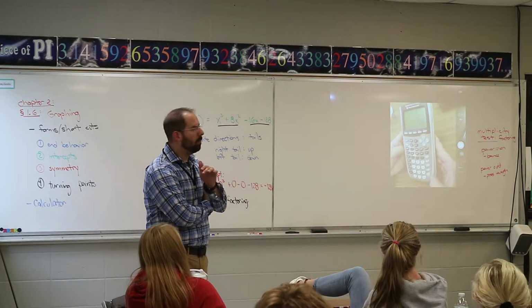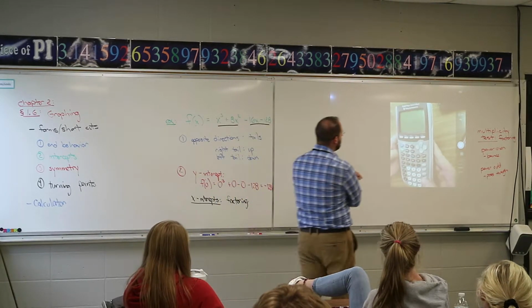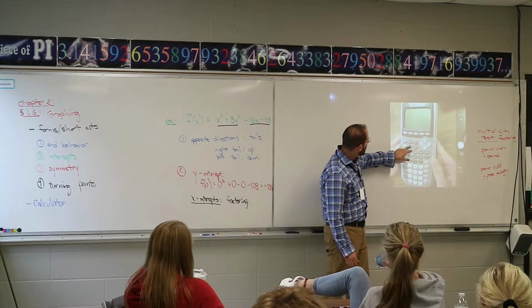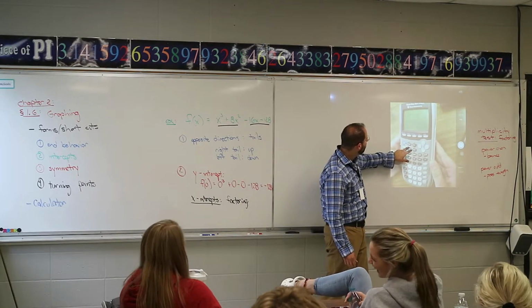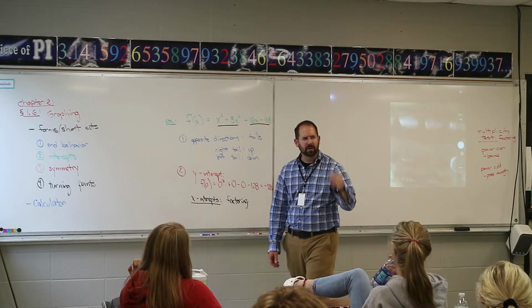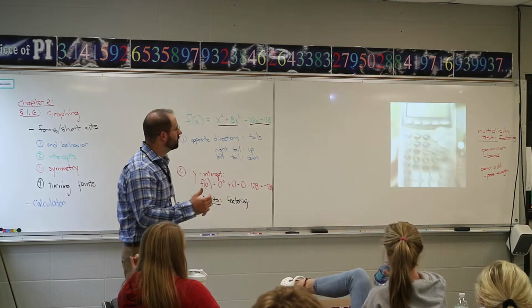X squared plus 3x plus 2. Now to type that in, the X button is right here, right next to the alpha key. This has a bunch of variables. It has X, T, theta, some other variables. Every time you hit it, it's always just an X.